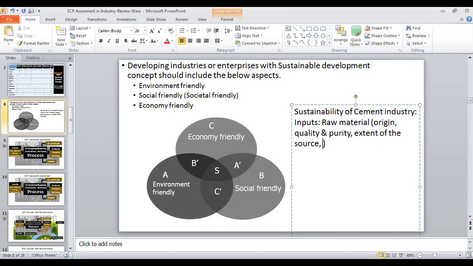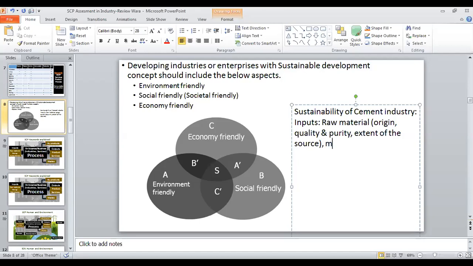And also, where is your market? Your destination for the products. If you are exporting, near a sea, the harbor would be fine. Or if you are supporting the constructions of a particular area, you have to establish the plant in that area. So the plant location. These are the inputs, raw material and all.